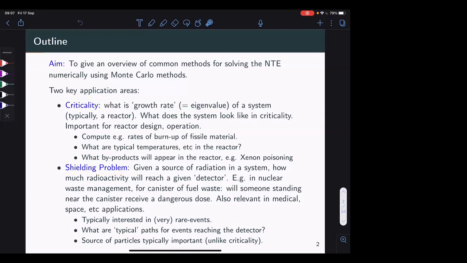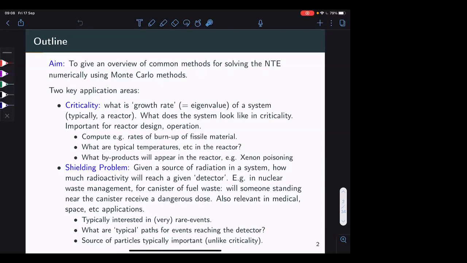problem. Fundamentally, this is about having some source of radioactivity. Maybe this is some nuclear waste, or some sort of natural source of radioactivity. It could also be a medical application, where I'm using a proton beam going into a patient, and I want to know, will the people operating the machinery be safe if they're stood behind a glass door or behind a lead wall or whatever it is?